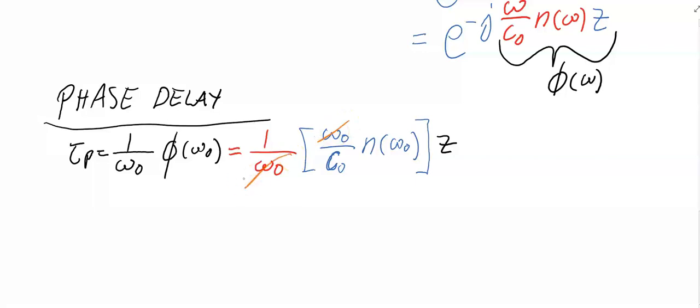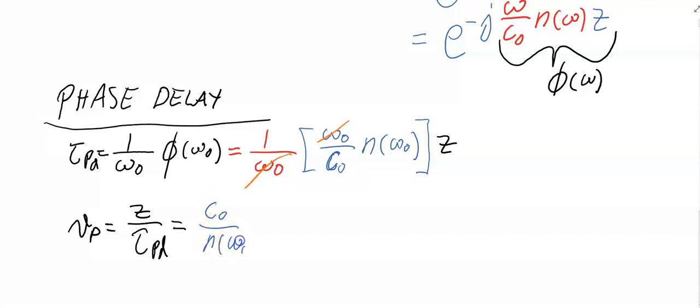And if we now calculate the velocity, it is the distance divided by phase delay, and it is speed of light in vacuum divided by refractive index at exactly the operation frequency. So we'll see that the velocity of the monochromatic carrier wave depends only on the value of refractive index at that specific frequency. And this is called phase velocity.